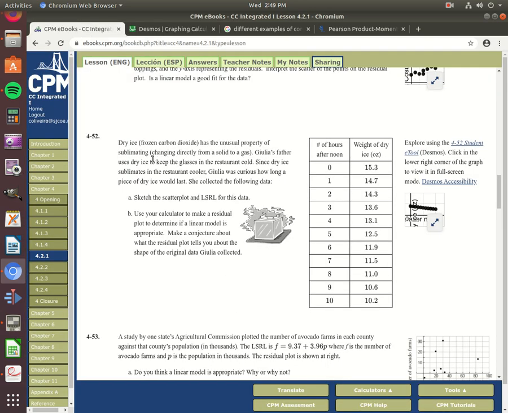All right, so we have new data. It says dry ice, frozen carbon dioxide, has the unusual property of sublimating or changing directly from a solid to a gas. Julie's father uses dry ice to keep glasses in the restaurant cold. Since dry ice sublimates in the restaurant cooler, Julie was curious how long a piece of dry ice would last. She collected the following data. So we're going to make a scatter plot and the LSRL. And then we're going to use our calculator to make a residual plot, and we're going to determine if we think the line's even a good fit.